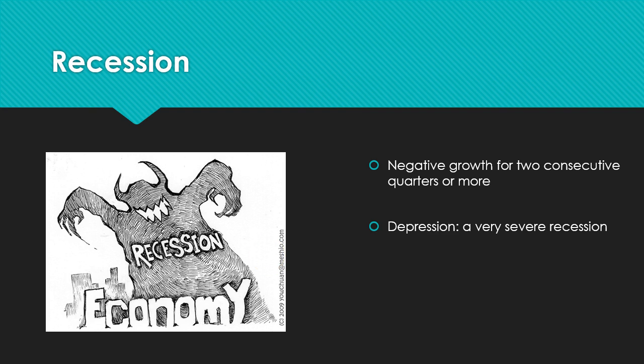And that brings us to the topic of recession. Two consecutive quarters of negative GDP growth mean that the country is in recession. So if the GDP is going down for two quarters, that's half of a year, we can say that the country is in recession now. And depression is a very severe recession. Either GDP drops significantly or the job loss goes on for a long time.